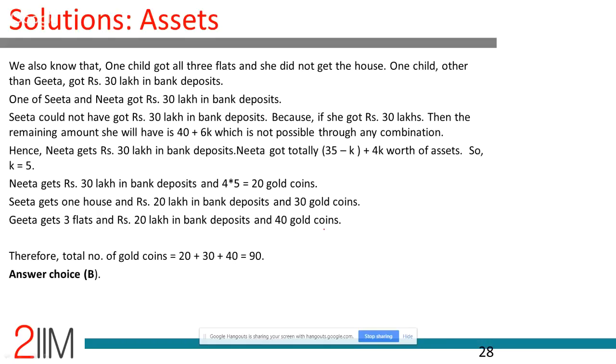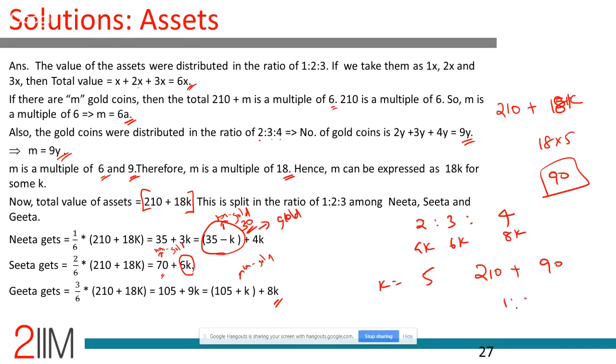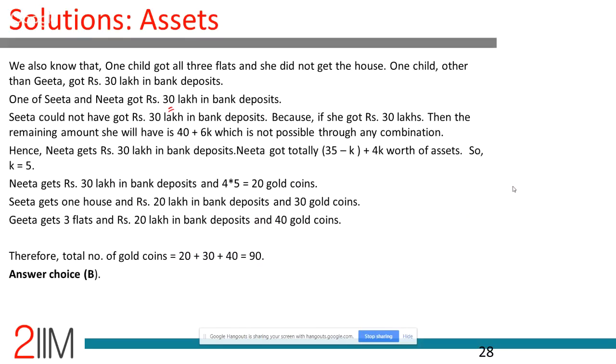So Sita could not have got 30. So Neeta should have got 30 in bank deposit. Neeta gets 35 minus K plus 4K worth of assets, or this number, 30K, or K is 5. Remember, we started with a total asset of 210 plus 18K. If K were 5, we're looking at 18 into 5, 90 gold coins total. Or our lady has 210 plus 90 gold coins distributed in the ratio 1:2:3. Coins distributed in the ratio 2:3:4. Everything else you can answer from there. And so the total number of gold coins that she had is 90. K is 5. 18 into K is 90.